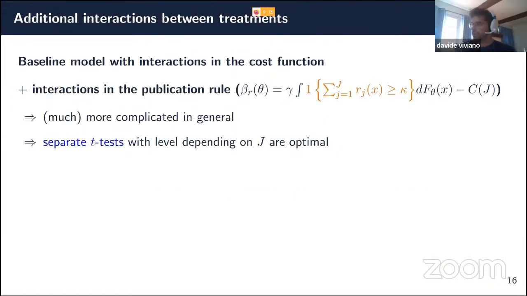So in our paper, we also consider more complicated models. For instance, we consider a model where the publication probability is not linear in the number of discoveries, but instead is a threshold function, which depends on whether at least kappa treatments are found to have significant effects. This type of function leads to a much more complicated analysis, but it turns out a separate t-test is optimal, but the critical value is chosen a little bit differently, so it has no such nice explicit expression. Instead, the expression is a little bit more implicit, but a similar conclusion holds in this setup.